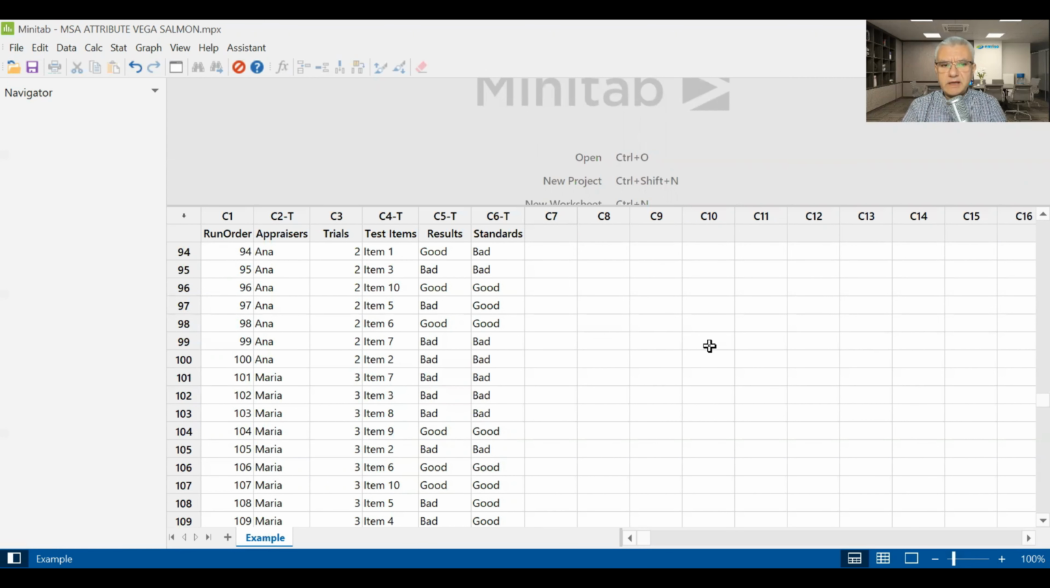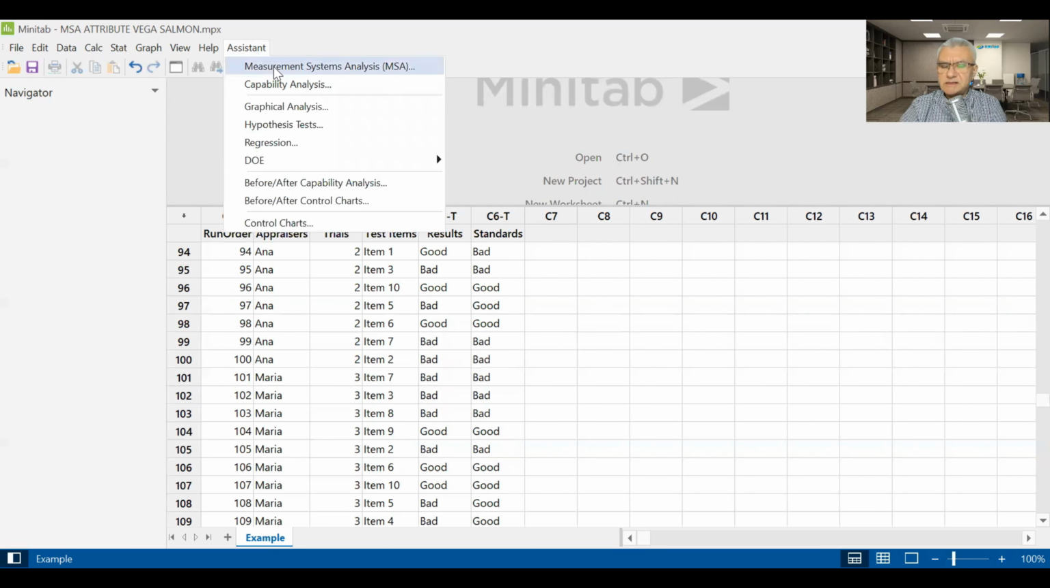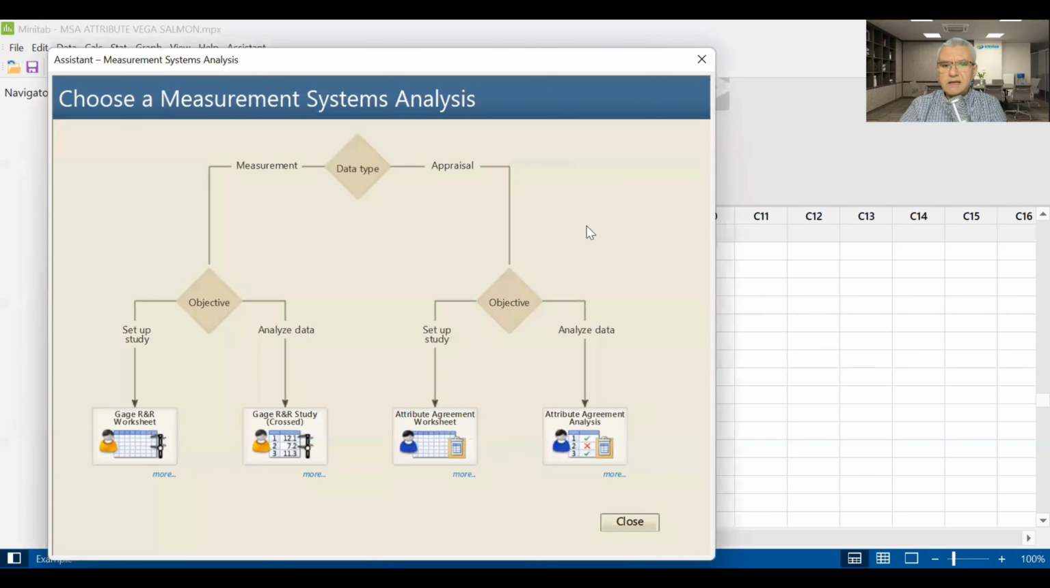Good. Now let's see how we analyze the test. I've sent you a file, MSA attribute Vega Salmon. There is a fictitious test inside, just in order to show you how we can analyze the results. So we go to Assistant, Measurement System Analysis, and we click on Analyze Data here on the right side, Attribute Agreement Analysis. We click on it.